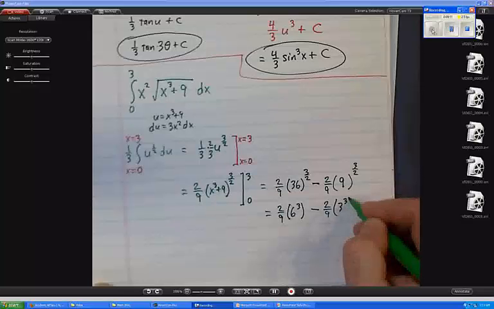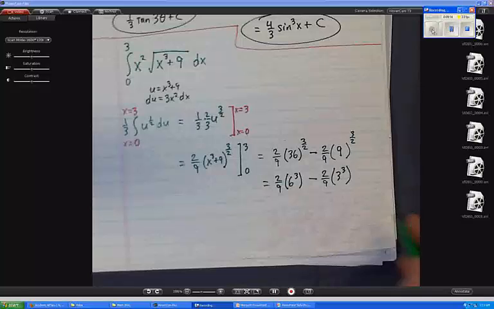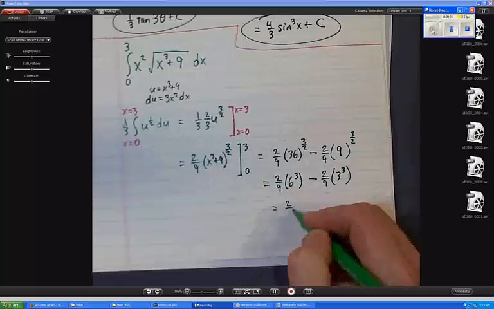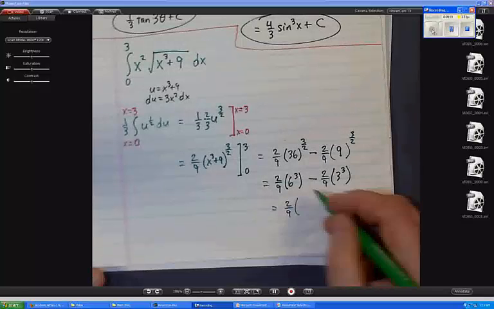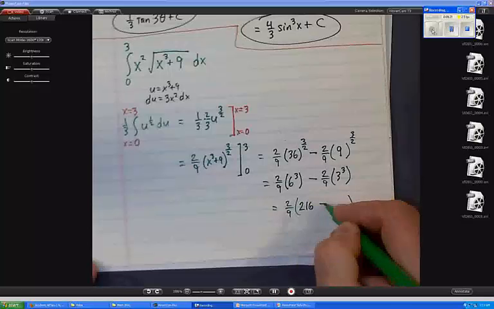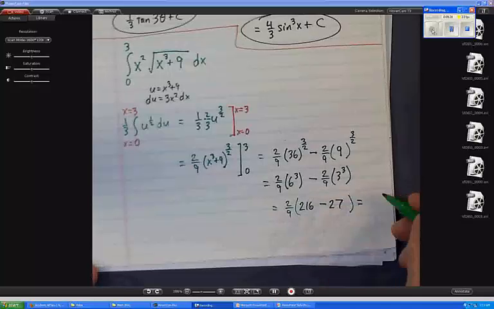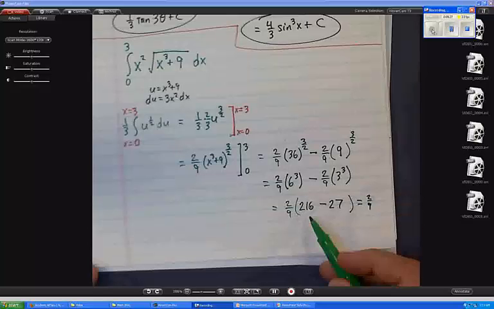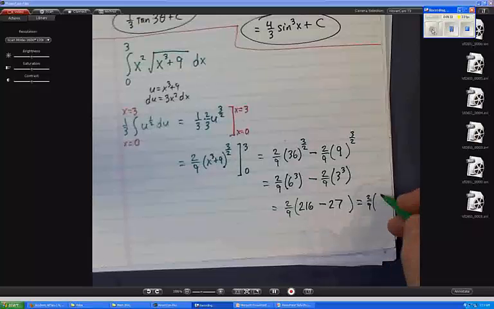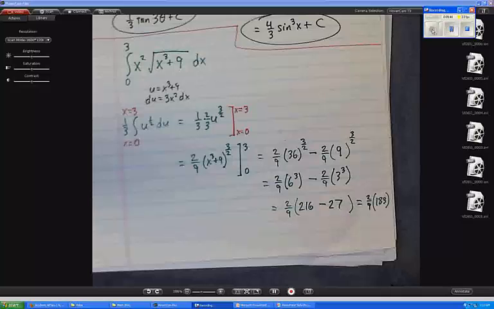All right? So this is 2/9 of, well, 6 cubed I think is 216. 3 cubed is 27, so I get 2/9 of, help me out here, 183, I think, or 193, 183, okay, so it's 2/9 of 183, whatever that is. I'm going to stop, okay, so that's what it equals.